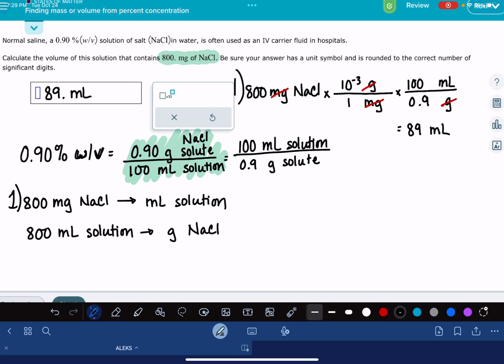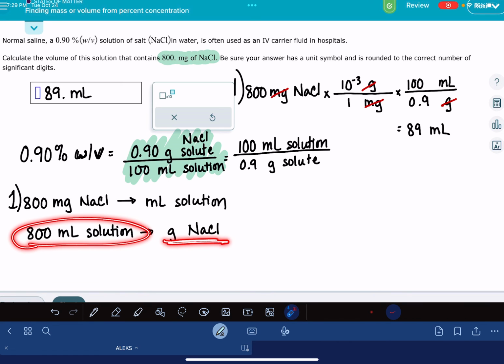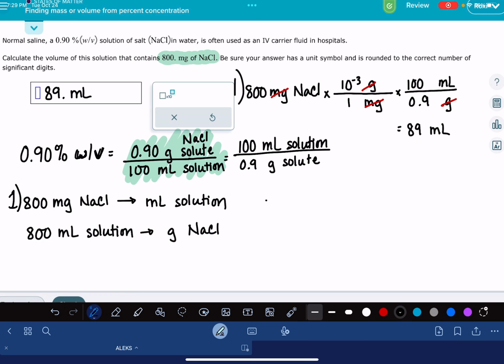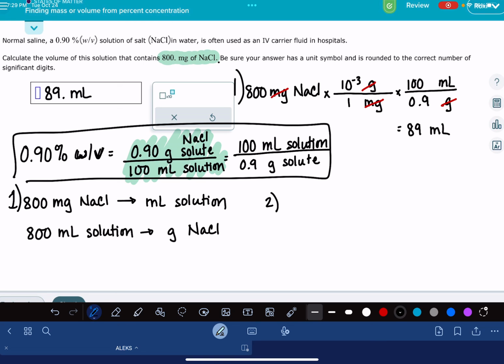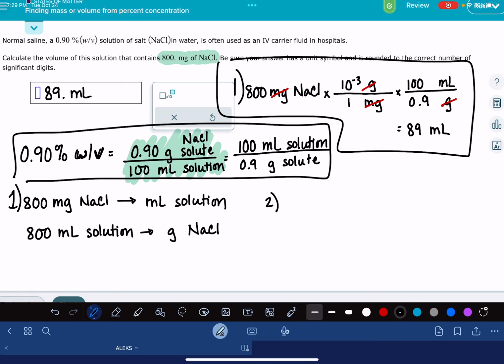The other version of the problem would be something like this, where we have been provided with a volume of solution and we're asked to calculate the mass of the solute in that. So here's how we would set that version up. I'm just going to separate some of this stuff. Okay, so in this version of the problem, again, we want to start by writing the information that's been given to us, 800 milliliters of solution. In this version, ALEKS is going to be asking you to calculate a mass of the solute. So we want to set up a conversion factor that has milliliters on the bottom so that they're going to cancel, and mass on top.